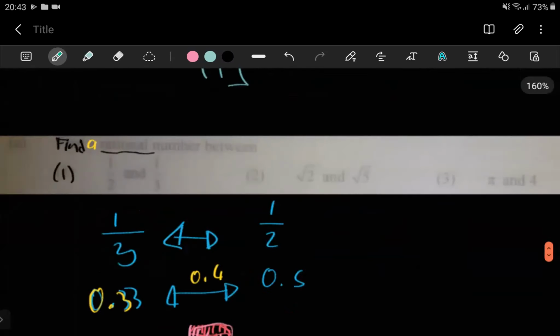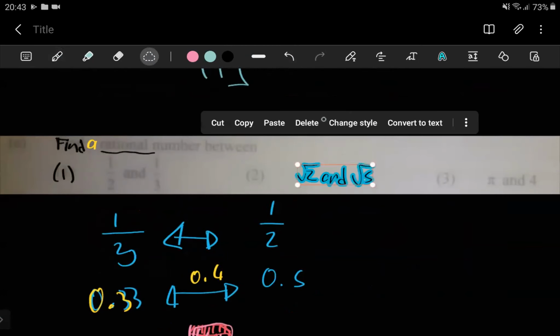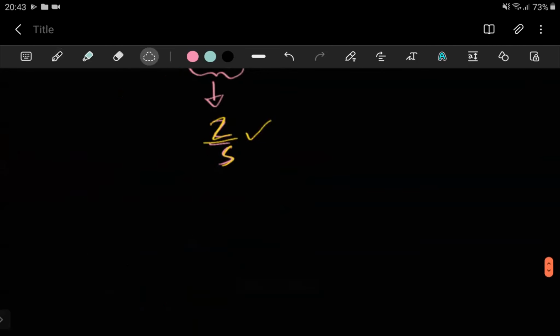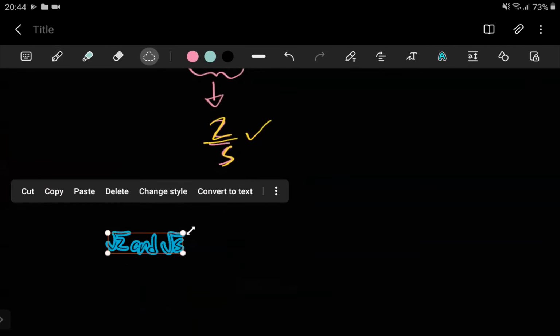Moving on to the next one, we're going to use the same idea based on what we did. When I say using the same idea, I mean always try and see what the decimal number looks like, because the moment you see what the decimal number looks like, you will automatically see which values are normal to work with.